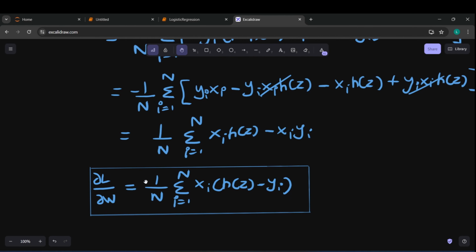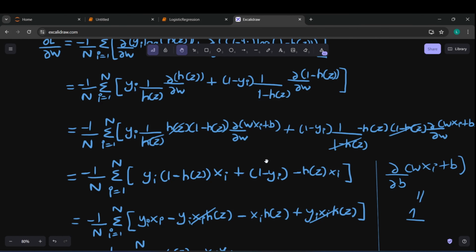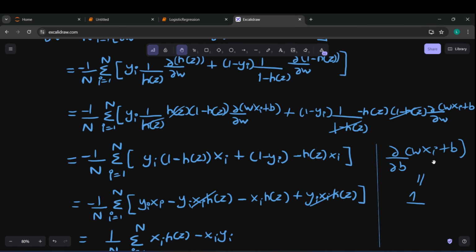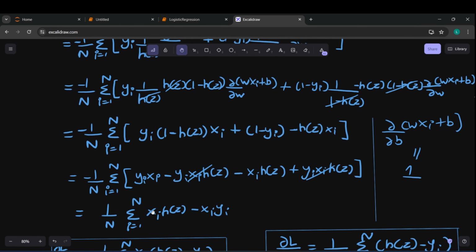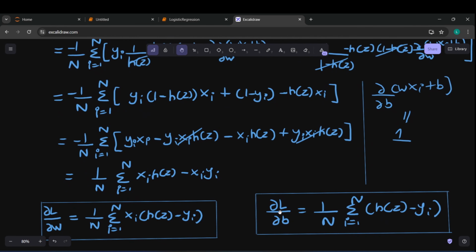This is the partial derivative of the loss function with respect to w, which is 1 by n into summation of i equal to 1 to n xi into h of z minus yi. Now the procedure for calculating the partial derivative of the loss function with respect to bias b is also the same, and at this point instead of calculating the partial derivative with respect to w, we do it with respect to b, and the partial derivative of this term is 1. And so if we follow the same procedure and do the partial derivative with respect to b, we won't get this xi term, and we will reach this formula, which is dou L by dou b equal to 1 by n into summation of i equal to 1 to n h of z minus yi.